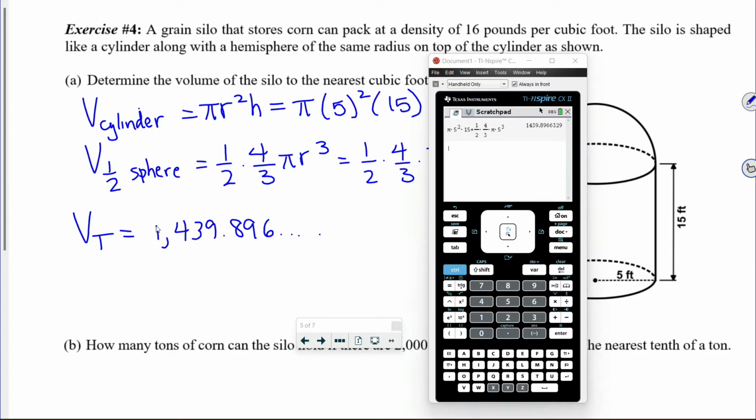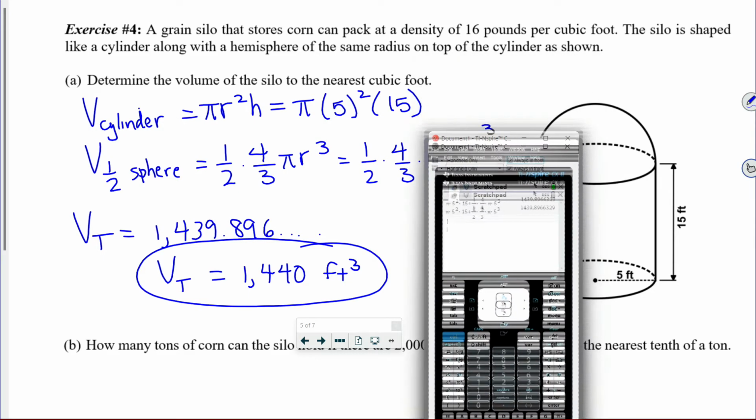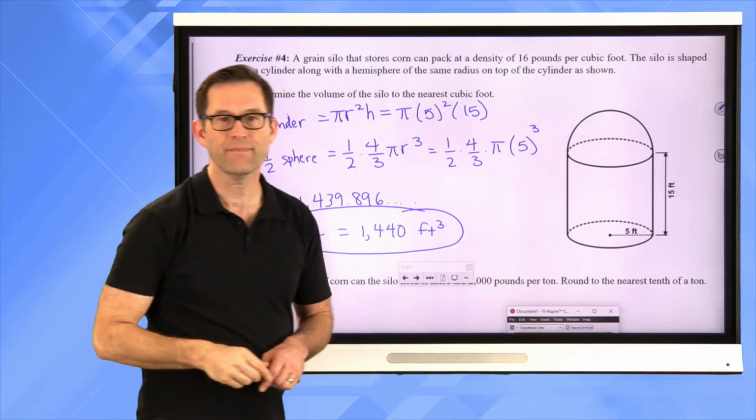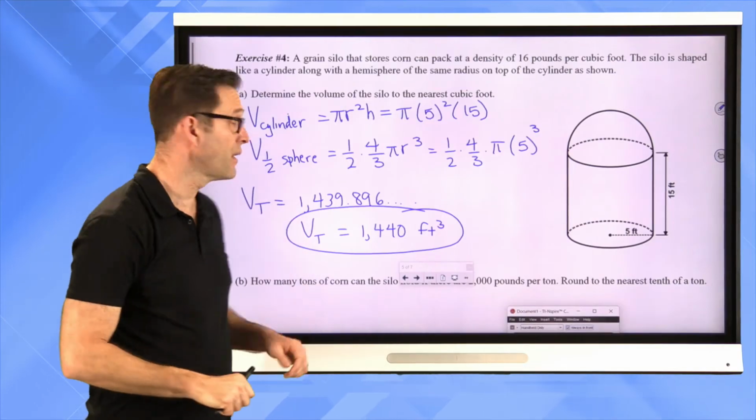1439.896, etc. We want it rounded to the nearest cubic foot, so the total volume is 1,440 cubic feet. Okay. Great. So let's take a look at letter B.